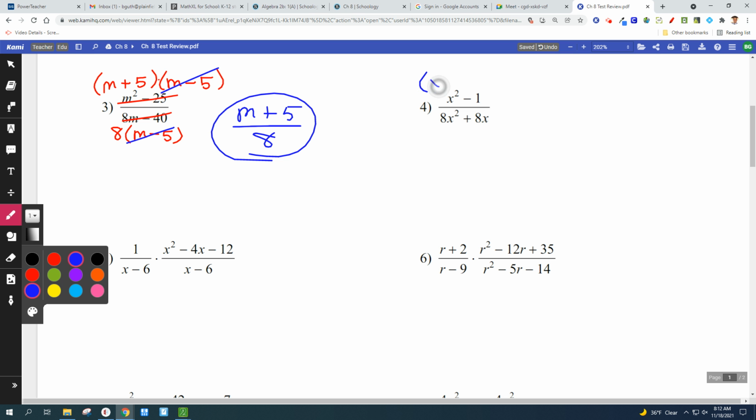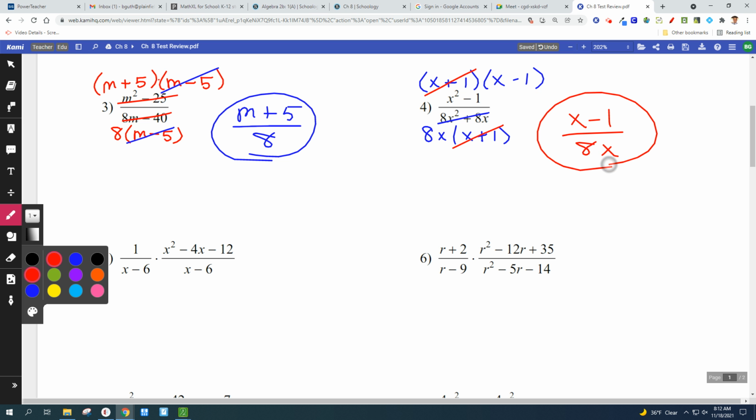Next one, I see another difference of squares pattern. X plus 1, X minus 1. Square root of 1 is 1. I've got a GCF of 8x on the bottom. That's going to be 8x times x plus 1. Looks like an x plus 1 cancels and nothing else. I've got x minus 1 over 8x.